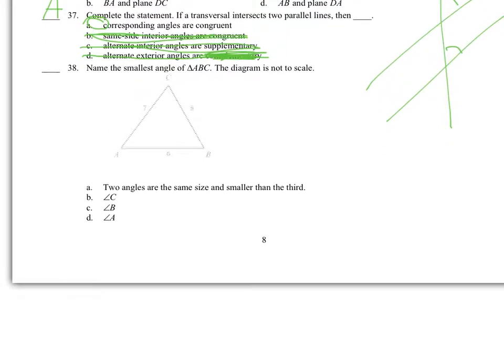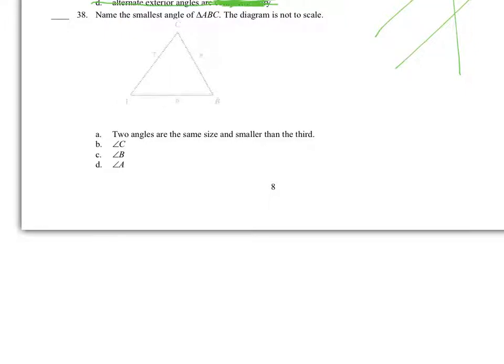Okay, name the smallest angle of triangle ABC. I can't read the numbers very well. That looks like a 7 here. That looks like a 6, and I think that's an 8. If that's the case, we'll do that.